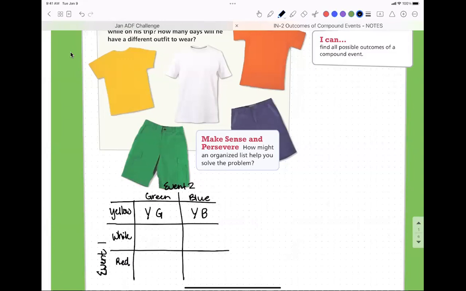Then I go to the white shirt. I have a white shirt with green, a white shirt with blue shorts. Then I go to the red shirt. I have a red shirt with green and a red shirt with blue shorts.